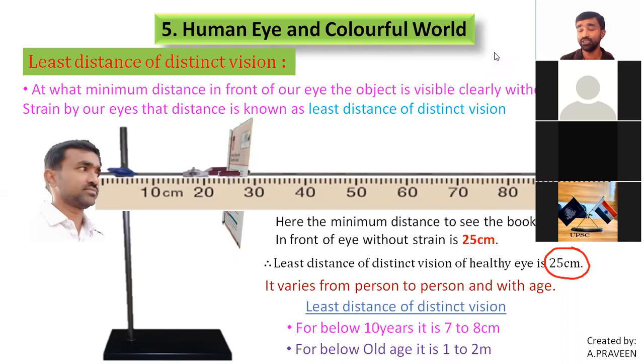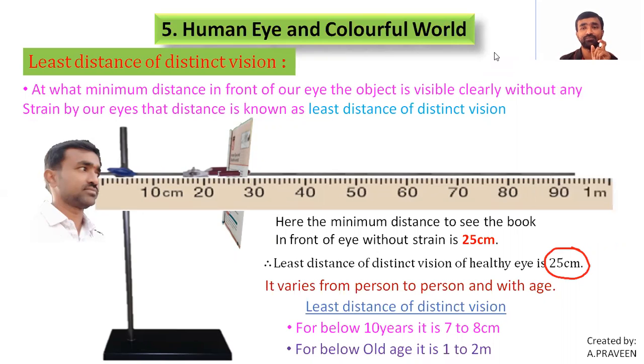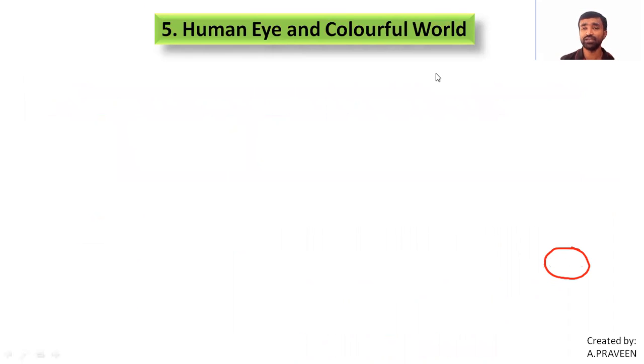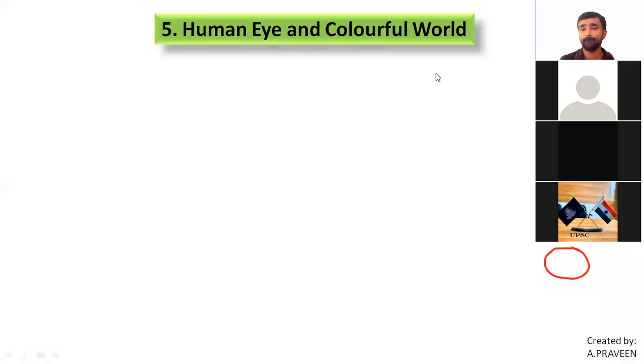Complete object. That means top and bottom of the object at a time. Any object, I have not mentioned any particular type here. It may be anything. Can you see that clearly in front of you at 25 centimeter distance? Vikrant, at 25 centimeter distance, can you see any object completely?